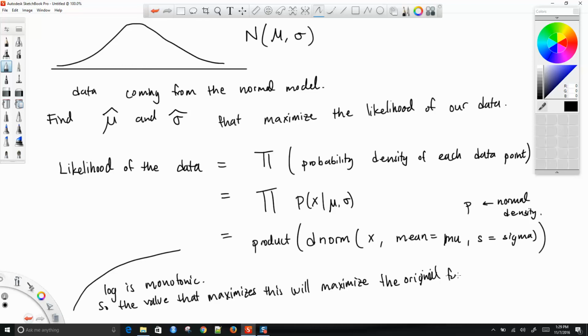Luckily for us, in R, we have d-norm, and then we would do x, the mean is mu, and s is the sigma, and then there's also log equals TRUE. If you say log is TRUE, then it will return the log of the normal probability, and instead of a product, you would now have a sum. So the log likelihood would be the sum of all of this.